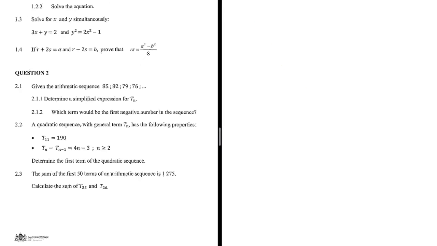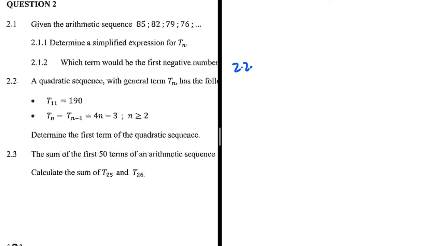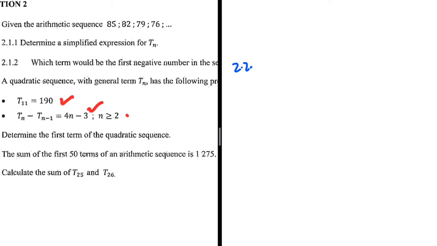2.1.2. Let's take a look at 2.2. Okay, a quadratic sequence with the general term Tn has the following properties. We have T11 being equal to 190, and then Tn minus Tn minus 1 is equal to 4n minus 3 when n is greater than or equal to 2. There's something you need to realize about this statement. Tn minus Tn minus 1 is the first difference of the quadratic sequence, which gives us the arithmetic sequence. Okay, and then the question is saying determine the first term of the quadratic sequence.